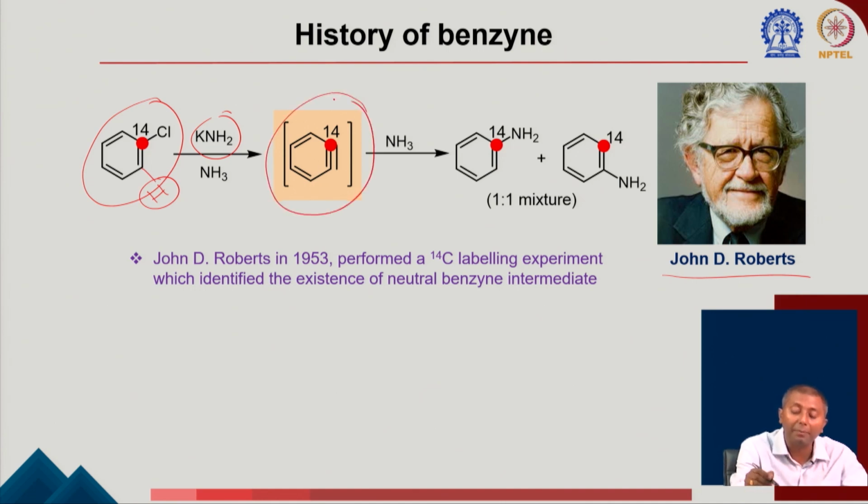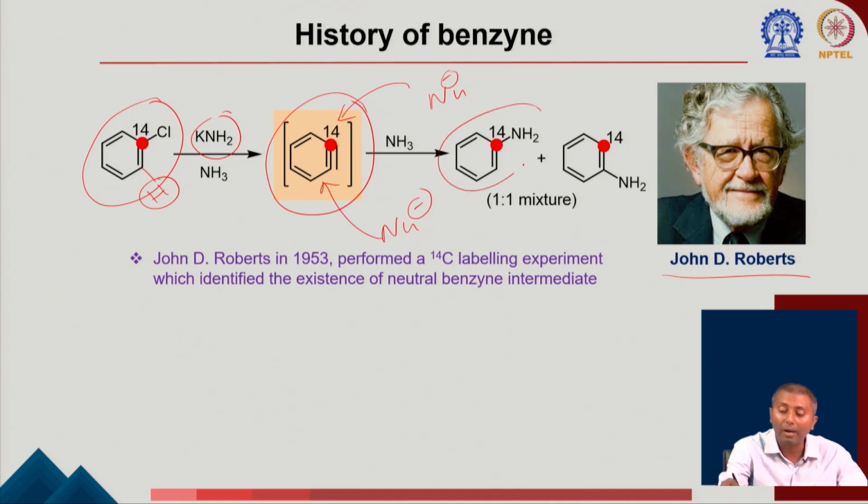Now once the benzyne forms, the nucleophile is ammonia. Ammonia can attack from this side and from this side, because there is really no difference between attacking from these two sides. So in the product, you can get aniline where it is attached to the C14 carbon, or the other product where it is attached to the next carbon, the ortho carbon. This indicates that it is going through some sort of aryne intermediate, and the nucleophile can attack from either side. As there is no preference, you end up getting a 1-to-1 mixture of both products.